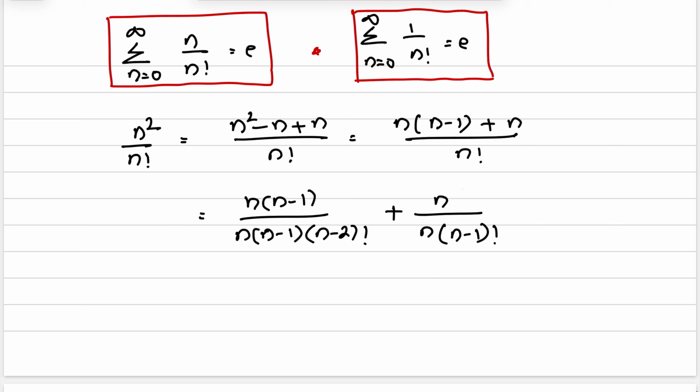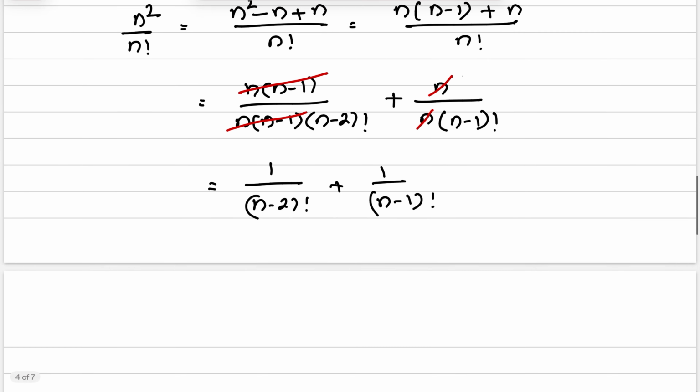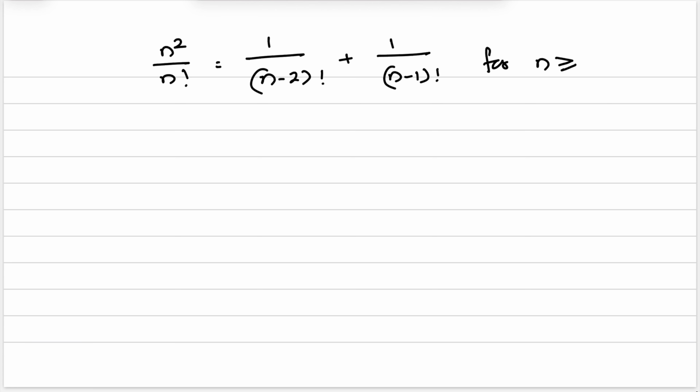Then it will be n minus 1 into n minus 1, n into n minus 1 will go, n and n will go, then this will be equal to 1 by factorial n minus 2 plus 1 by factorial n minus 1. That means n square by factorial n is equal to 1 by factorial n minus 2 plus 1 by factorial n minus 1 for n is greater than or equal to 2, because negative factorials we are not considering.